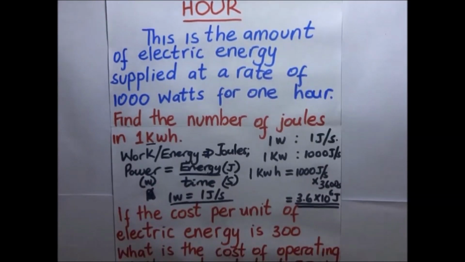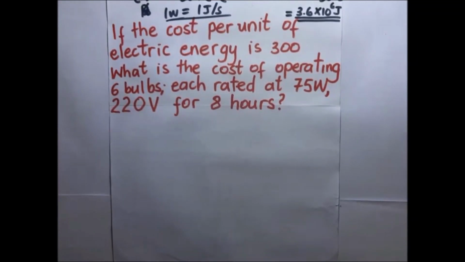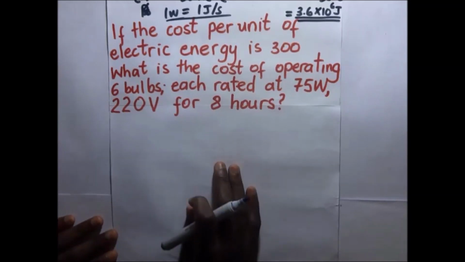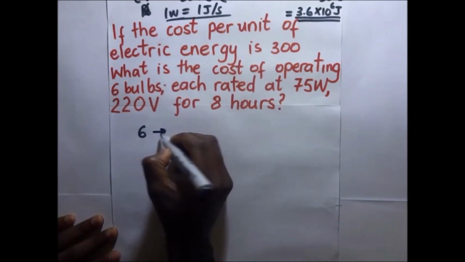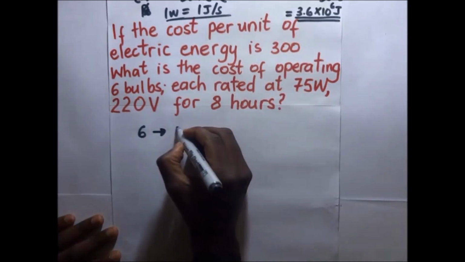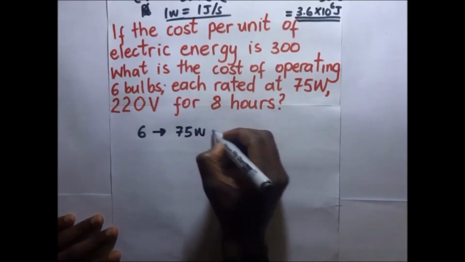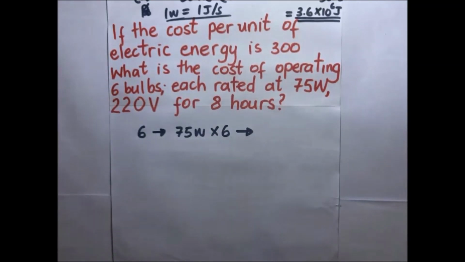Let's look at an example here. Per unit of electric energy is 300. What is the cost of operating 6 bulbs rated at 75 watts, 220 volts for 8 hours? We want to find the cost per unit of electric energy. I mean, want the cost of operating 6 bulbs. So we have 6 bulbs, and each of these bulbs is rated at 75 watts. So it is 75 watts times the 6 bulbs. So how much energy are they consuming?